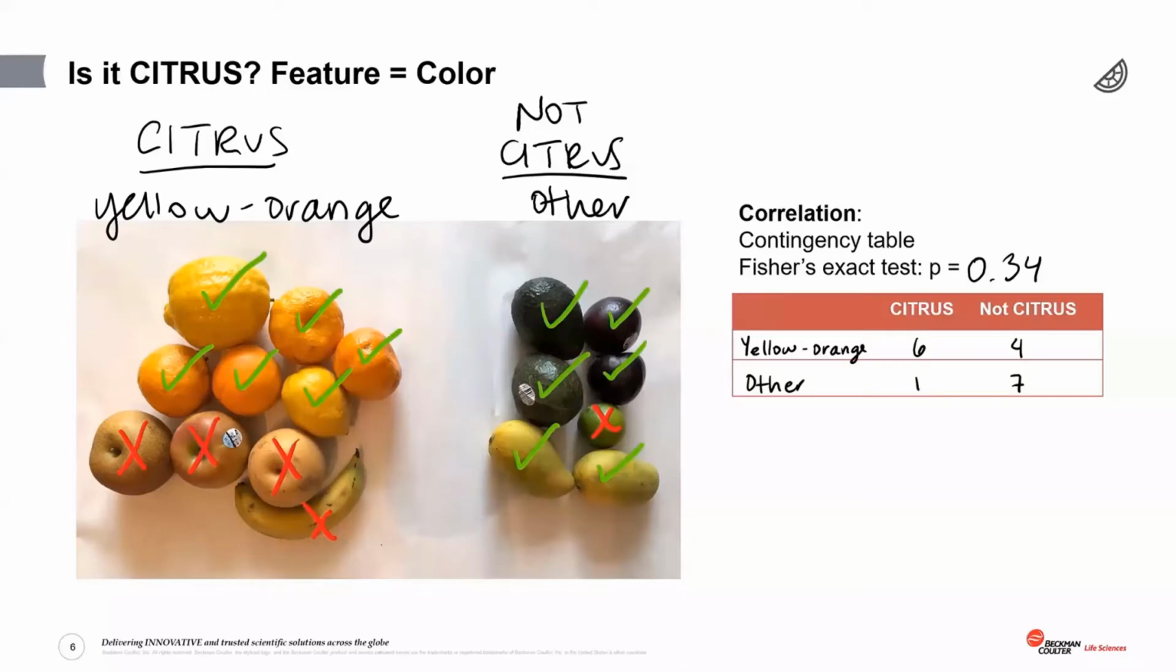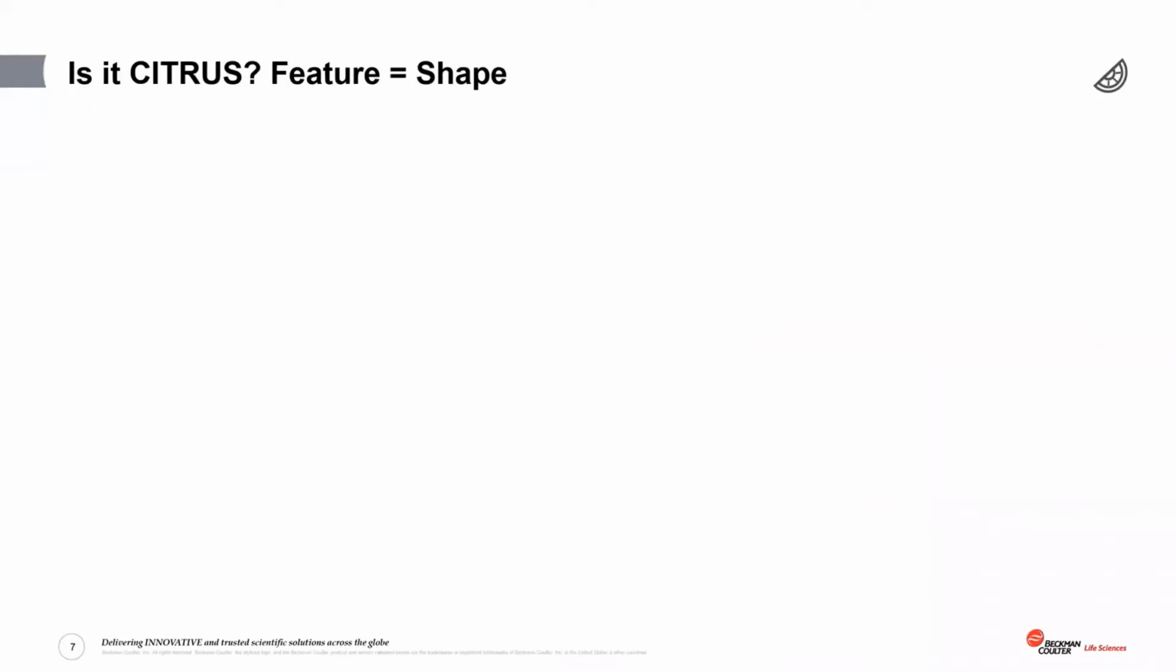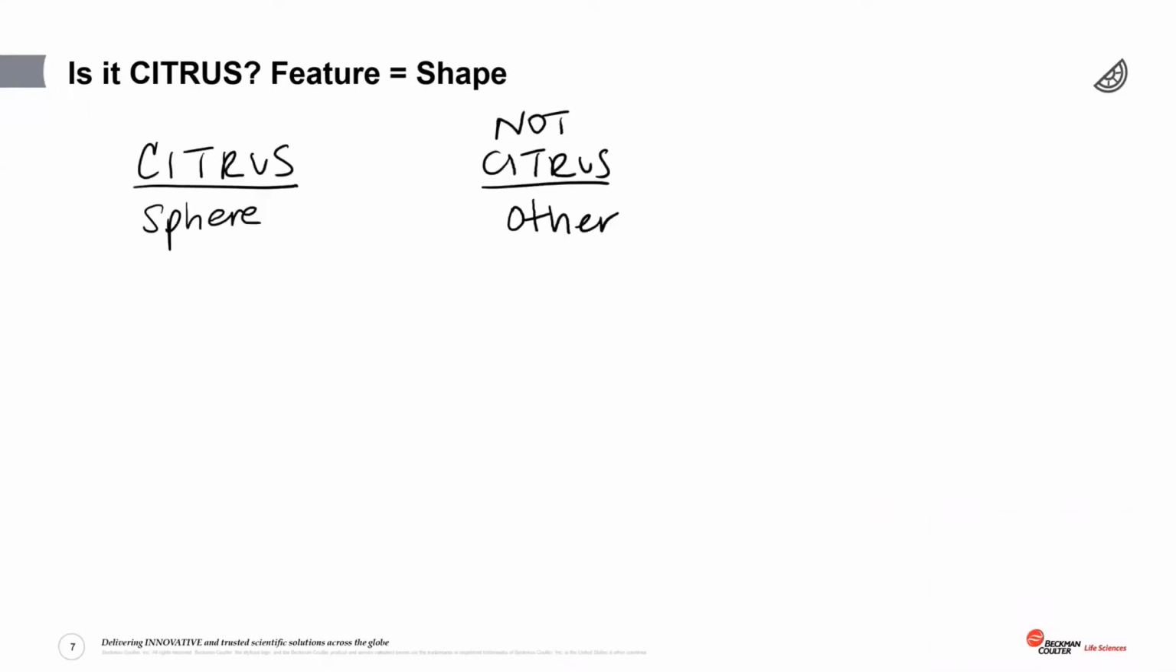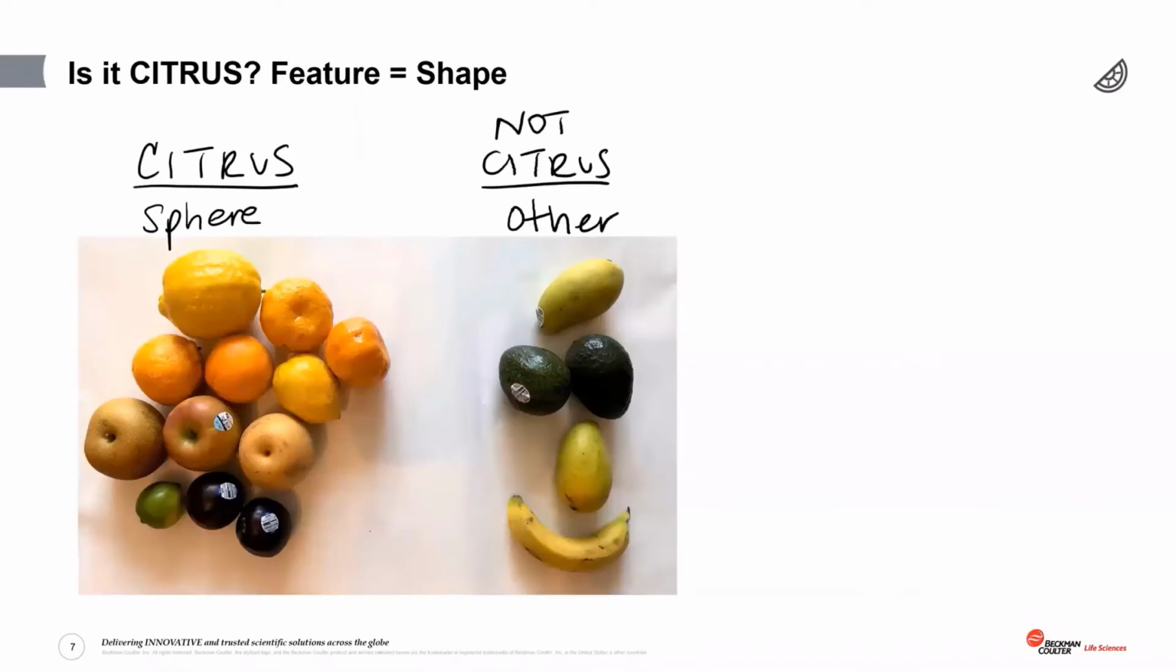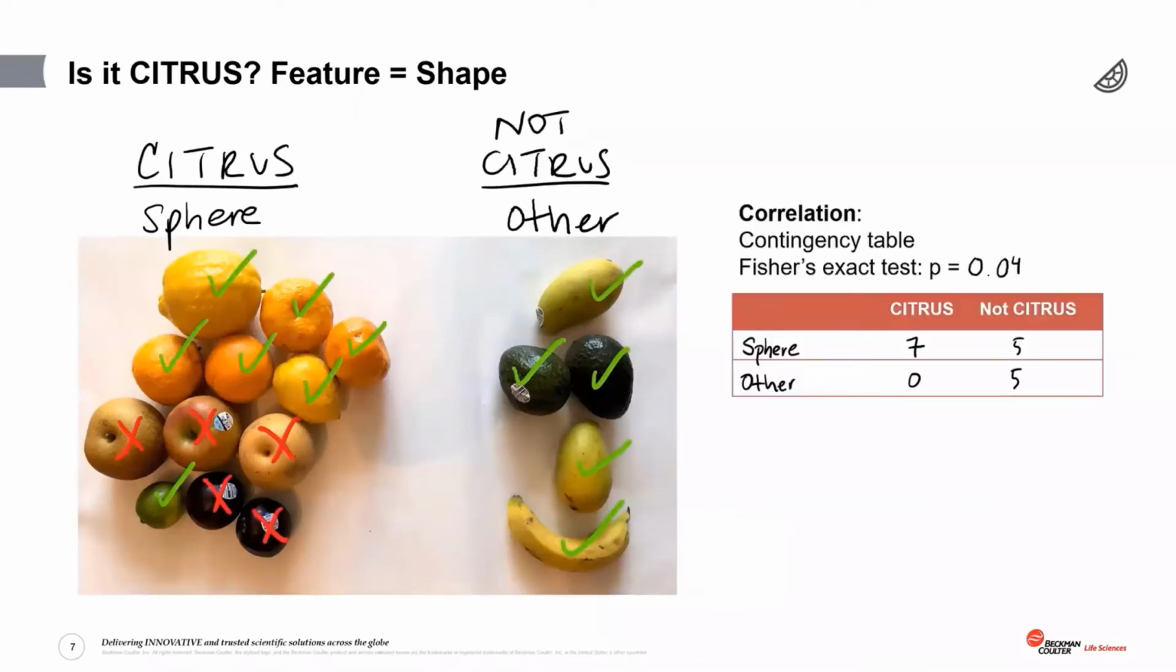So we can assess the accuracy of our predictions with the model error rate. We made 5 incorrect guesses for the 17 fruits, making our model error rate 5 out of 17. For the single variable of shape, if I correlate citrus with spheres and non-citrus as other shapes, the correlation is quite good with a Fisher's p-value of 0.04, though my prediction error rate is still 5 out of 17.